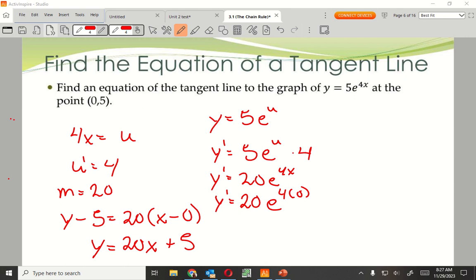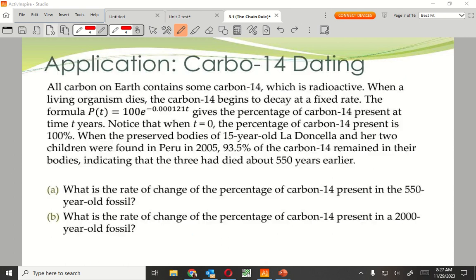All right. This one is probably one of the better ones that you're going to have. You're going to have a whole bunch of these like this all the time. Carbon dating. All carbon on Earth contains some carbon-14, which is radioactive. When a living organism dies, carbon-14 begins to decay at a fixed rate. The formula P of t gives a percentage of carbon-14 present at time t years. Notice that when t equals 0, the percentage of carbon-14 present is 100%.